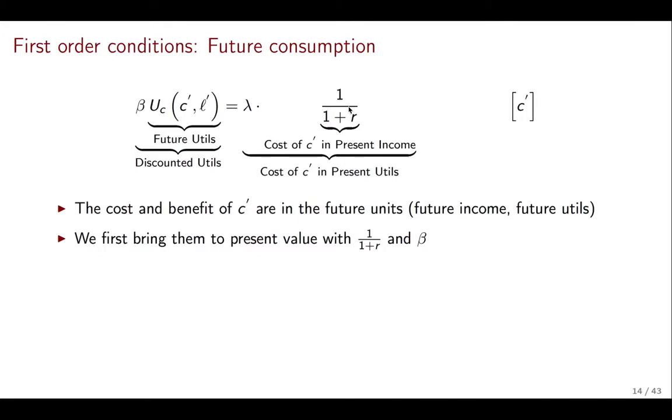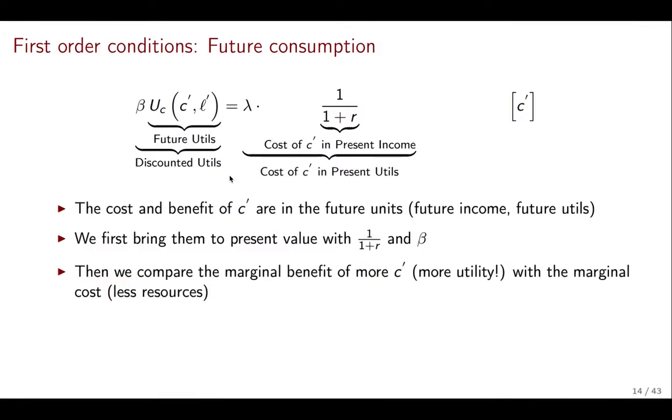Now, because we're comparing with utility, we need to multiply by lambda. Lambda gives us the price of income, how much we value income in terms of utility, so as to get the cost of future consumption in terms of present utils. And so now both sides of our equation are expressed in present or discounted utils, and we can compare them. This is exactly what we're saying in this bullet point. Now we can compare the marginal benefit of consumption, more utility, with the marginal cost, less resources, being careful about when those resources are being spent and how do we price that in terms of present units.